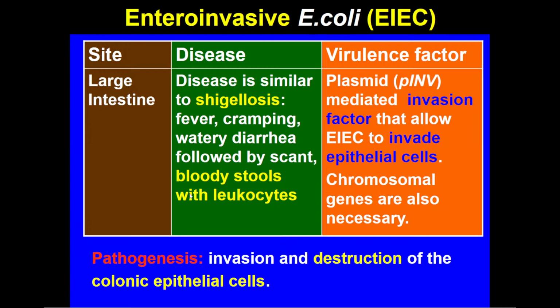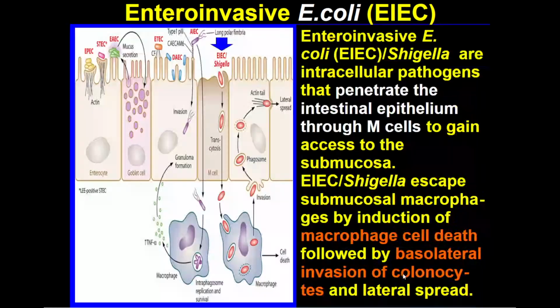followed by scant bloody stool with leukocytes release. And the virulence factors are mainly the invasion factors that allow enteroinvasive Escherichia to invade epithelial cells. And this invasion usually causes destruction of the colonic epithelial cells.